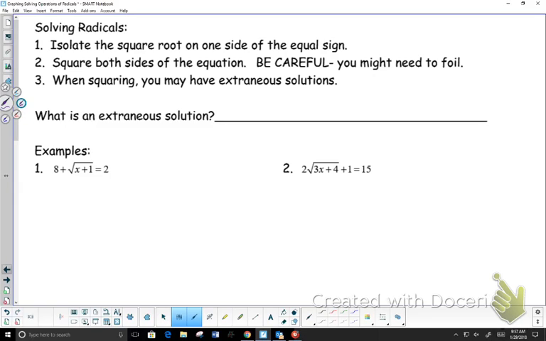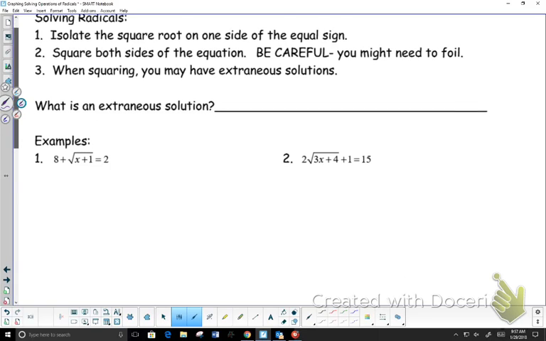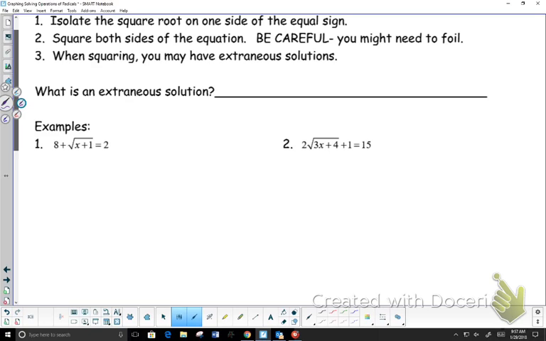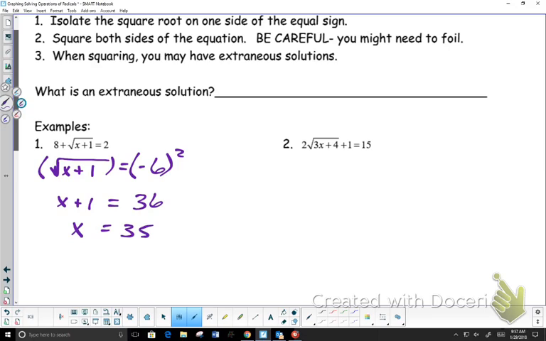So starting by taking a look at number 1. We're going to start off by subtracting 8. So I got the square root of x plus 1 equals -6. Okay? Then step 2 tells you to square both sides. Well, if I square this side and I square this side, then I get x plus 1 equals 36. And then I subtract the 1, and I get x equals 35. Okay?